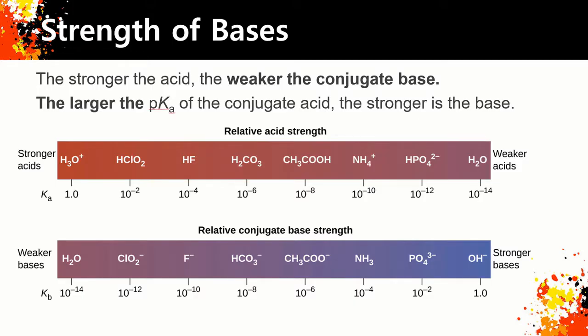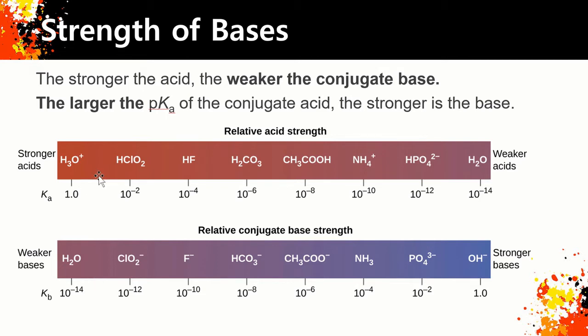So just to note here as well, for strength of bases, similarly, the stronger the acid, the weaker the conjugate base, right? And the larger the pKa of the conjugate acid, the stronger is the base. And you might want to repeat that and visualize it in order to get it, right?